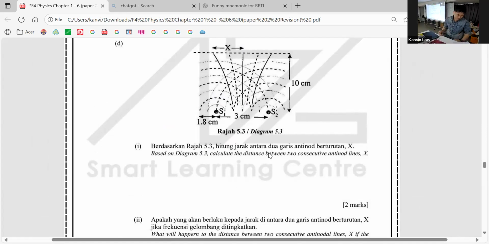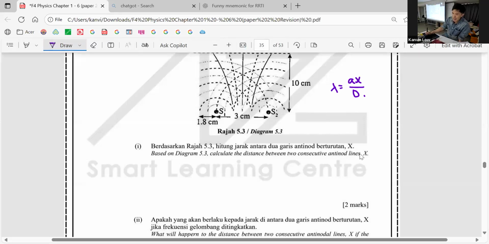Okay, come guys. So students, based on these, I believe they will come out if they ask about interference. So for calculation, what is the formula involved? Lambda equals ax over D. So students, you want to calculate the distance between the two consecutive lines, which means you need to find the x.